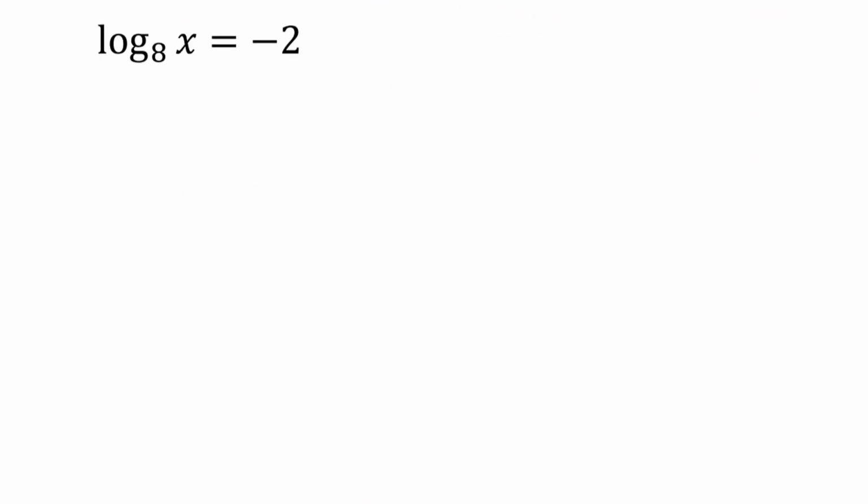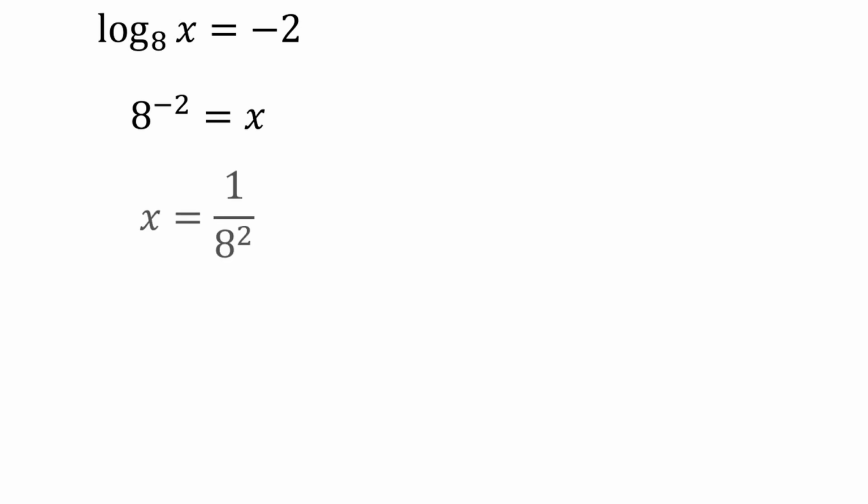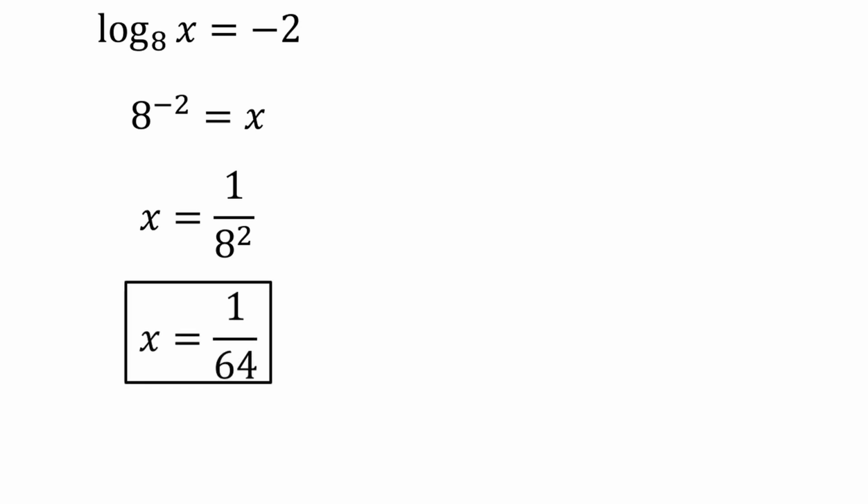How about log base 8 of x is equal to negative 2? In exponential form, this is 8 to the negative second power is equal to x. As the left value is 8, the right value is negative 2, and the center value is x. Well, 8 to the negative second power is the same thing as 1 over 8 squared, which is 1 over 64. Therefore, x is equal to 1 over 64.